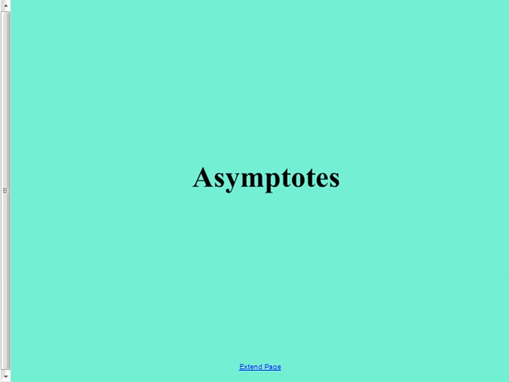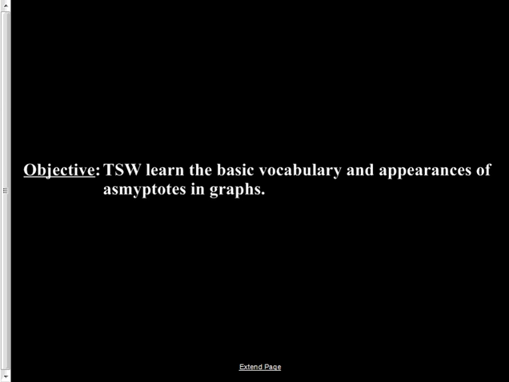So let's get started. Our final topic that we have to discuss is the idea of what are called asymptotes. Our objective is the student will learn the basic vocabulary and appearance of asymptotes in graphs. The date for Monday's class will be October the 7th. As always, copy down your objective and your date, and if you need more time, press pause and then hit play when you're ready to move forward.